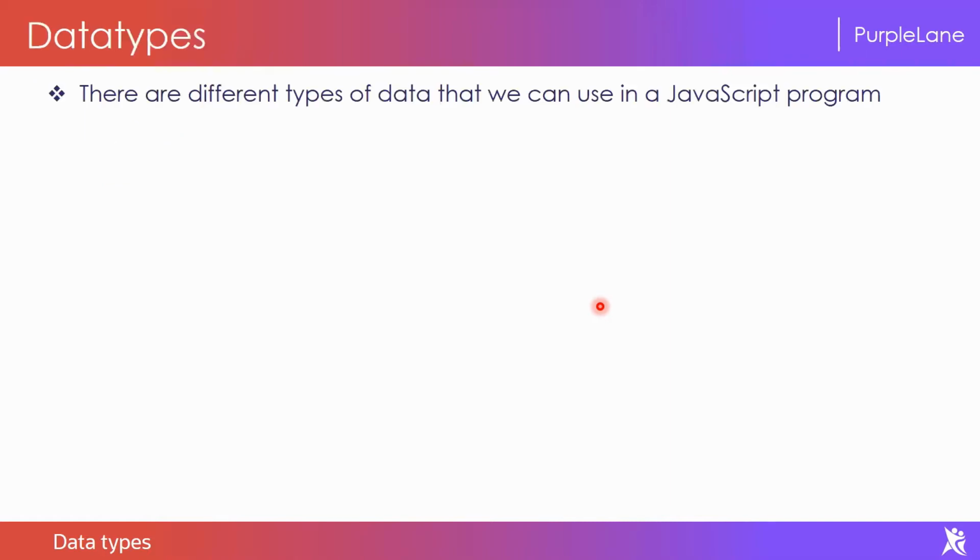The data types. So there are different types of data that we can use in a JavaScript program, right? We have numbers, we have strings, we have floating point numbers. So we have different types of data, isn't it? And to process different types of data, JavaScript provides different data types. We can divide all of these data types in JavaScript into two parts.